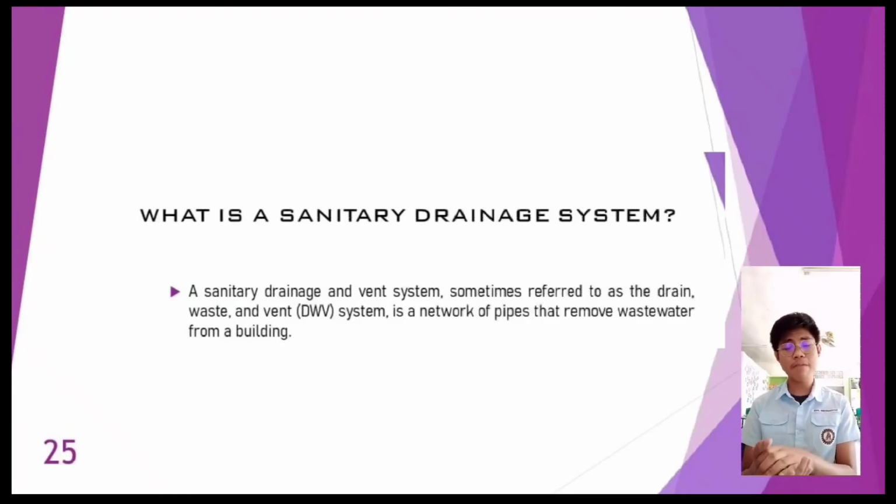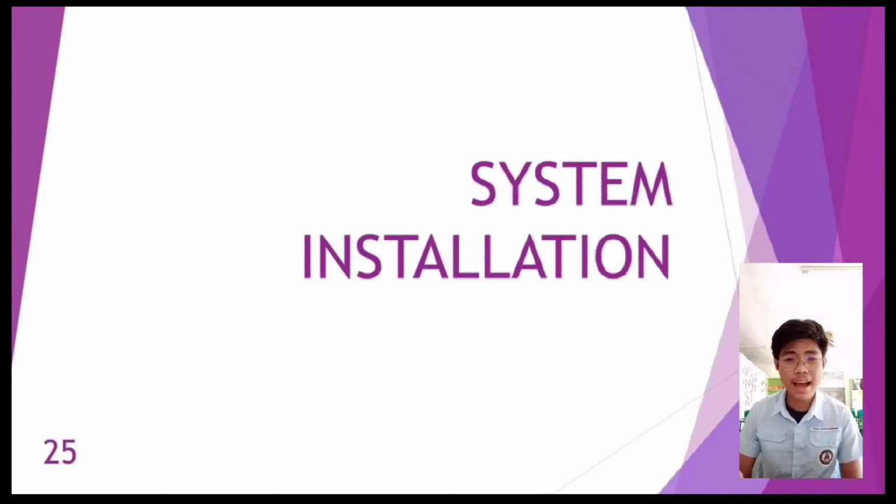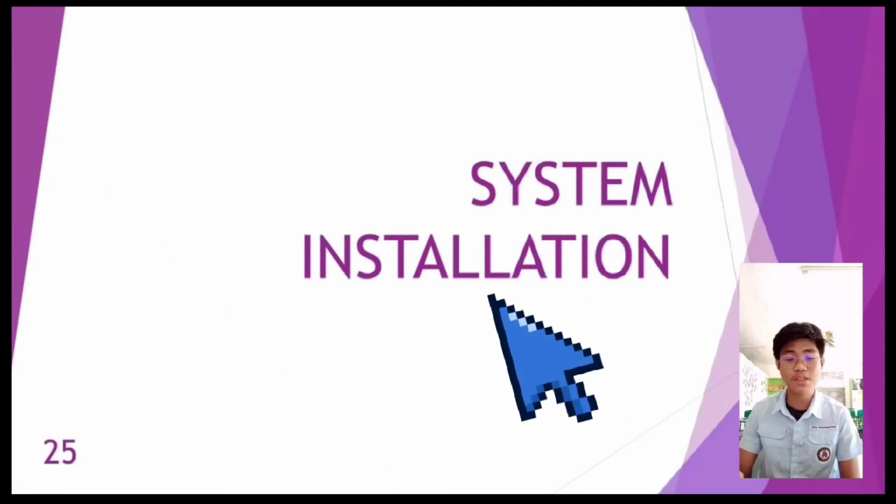So, ano nga ba yung primary objective ng sanitary drainage system? So, yung primary objective nun is to dispose of waste ng mabilisan. Diba? Yung mga waste from water, gaya ng poops, kailangan yung ma-dispose ng mabilisan para hindi mag-cause ng bad odors tsaka hindi makasama sa ating health. So, sa topic na ito, pag-uusapan nga natin yung system installation. Gaano nga ba kahalaga yung system installation?